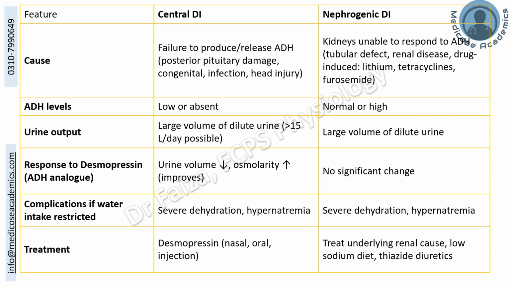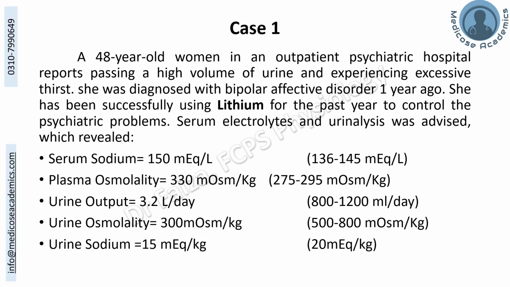This is a quick comparison of central and nephrogenic diabetes insipidus, and we have discussed it. Cause here, this is absence of ADH, and here this is the inability to respond to ADH. ADH levels will be low or absent in central diabetes insipidus, normal to high in nephrogenic. Urine output will be large volume of dilute urine in both. Response to desmopressin will be seen in central diabetes insipidus but not in nephrogenic diabetes insipidus. Complications: severe dehydration and hyponatremia in both. Treatment also varies depending upon whether it is because of absence of ADH or non-response to ADH.